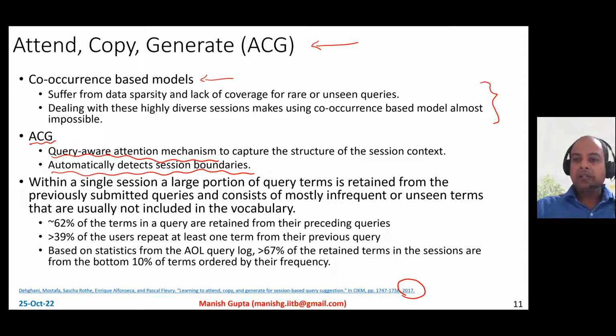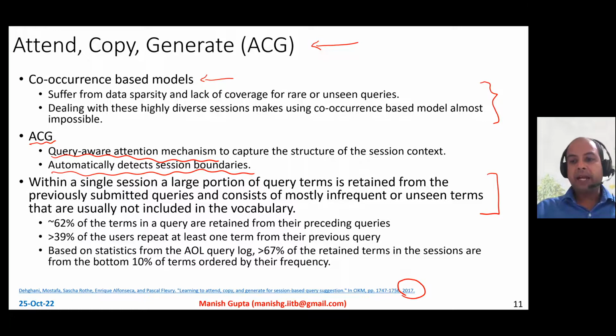The model is based on this broad intuition. The intuition is that within a single session, a large portion of the query terms is retained from the previously submitted queries. And so people tend to repeat words in queries in their session. And the other important part is people tend to repeat infrequent words, infrequent or unseen words. Okay.